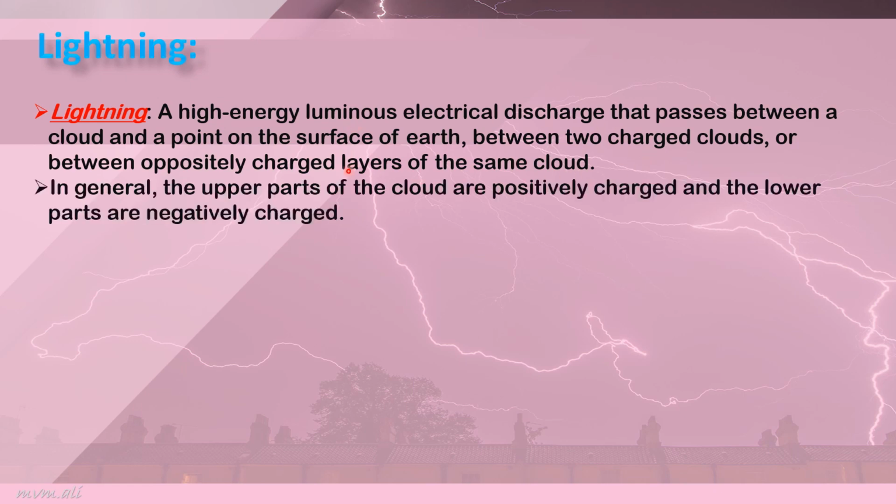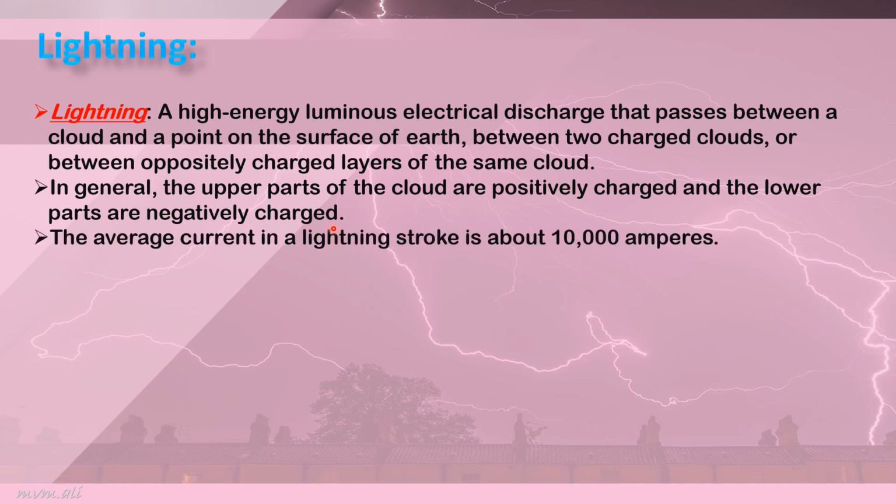Then in general, the upper parts of the clouds are positively charged and the lower parts are negatively charged. We will discuss in detail how this charge formation occurs. And the average current in a lightning stroke is about 10,000 amperes. Ampere is a unit of electric current. You know, the electric current flowing through our household circuit is about 2 to 20 amperes.